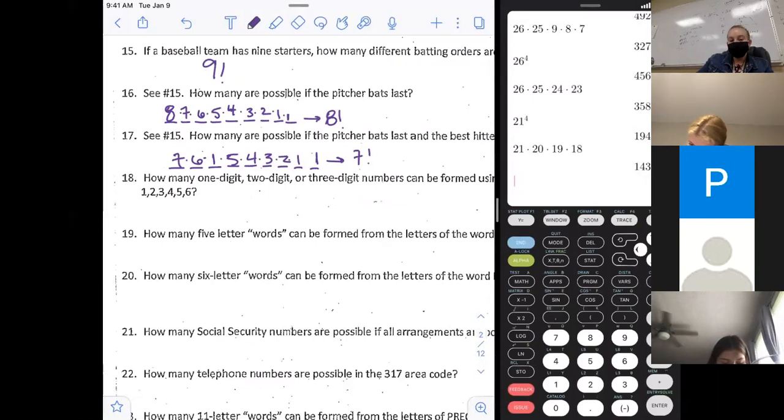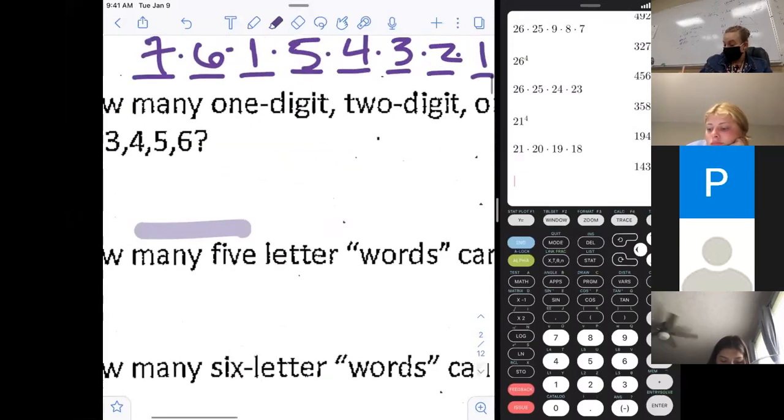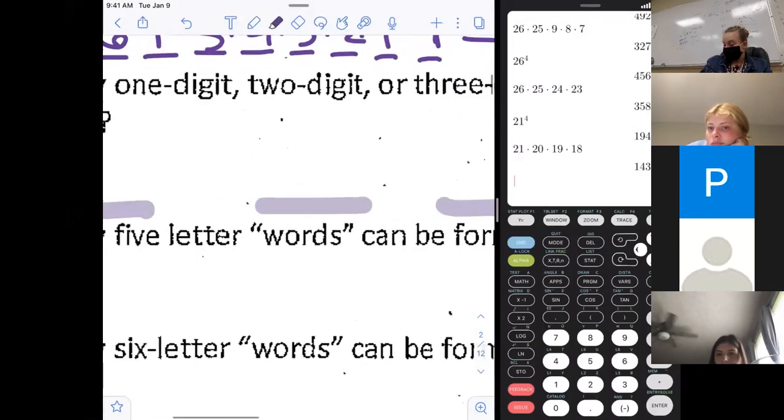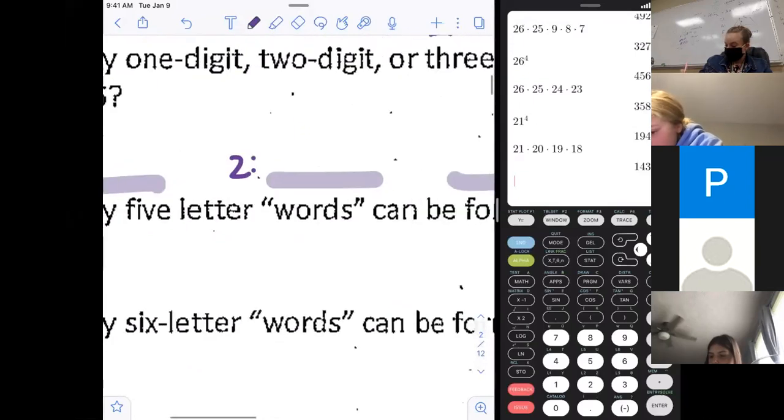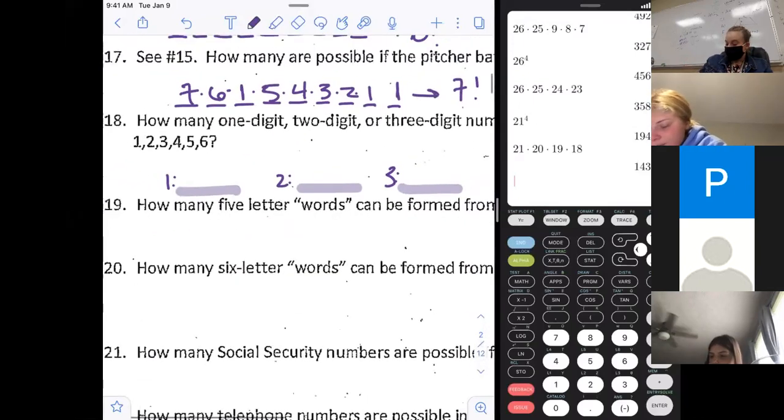Number 18, how many 1-digit, 2-digit, or 3-digit numbers can be formed using 1, 2, 3, 4, 5, or 6? Okay, so we're going to look at 3 different opportunities, 3 events that are happening. 1 is a 1-digit, 1 is a 2-digit, and 1 is a 3-digit. So I've got digits 1 through 6. To make a 1-digit number, I have those 6 options, right? Just 6 options. To make a 2-digit number, I have to think about both places of the digit.